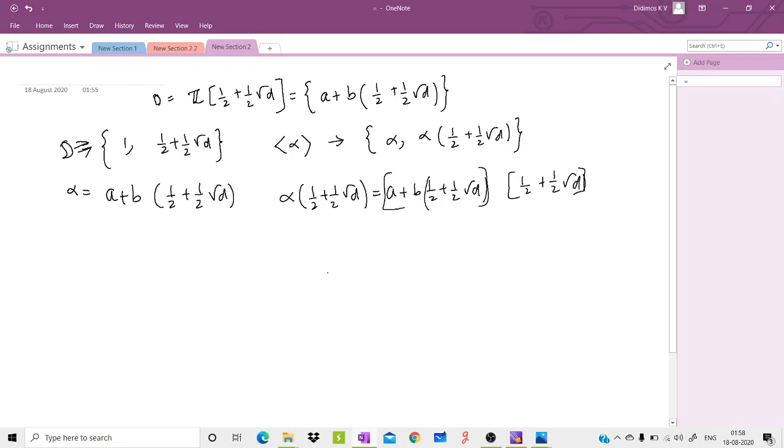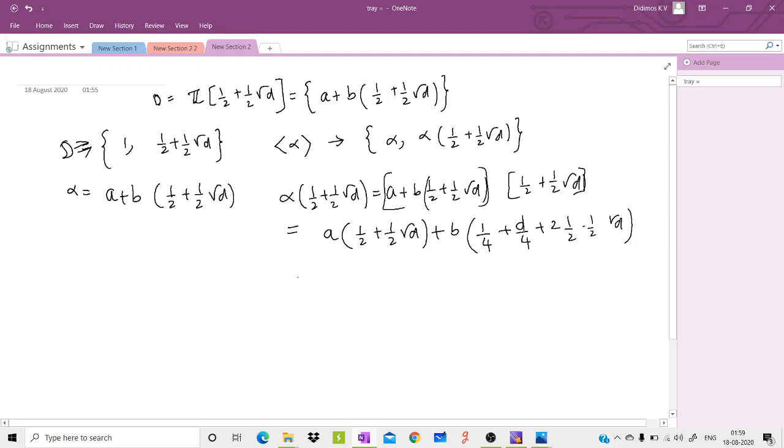When you multiply this, I'll write a simple expression: a times (1/2 + 1/2 √d), and the square of that, b times the square of this. What is the square here? 1/4 + d/4 plus 2 times 1/2 times 1/2 √d. Okay, I'll rewrite this as a times (1/2 + 1/2 √d) plus b times the rest.